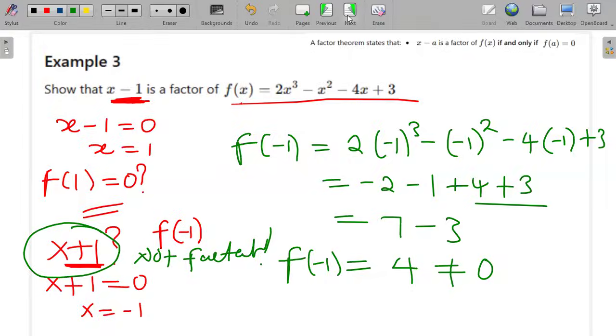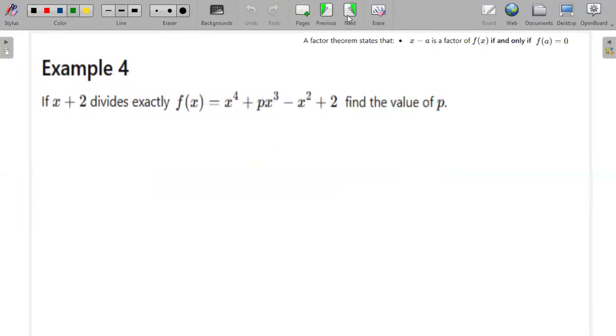Okay, so let's look at example 4. Here they're saying if x plus 2 divides exactly this expression, find the value of p. So what do they mean by the words divides exactly? They simply mean that this is a factor of this, because if it divides exactly, then the remainder will be 0.